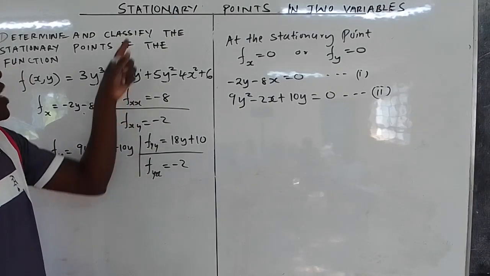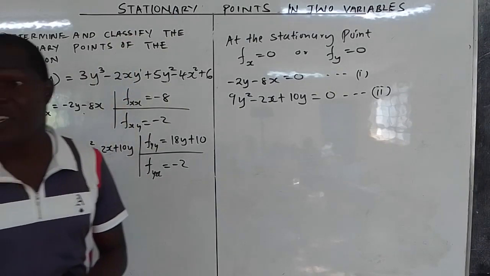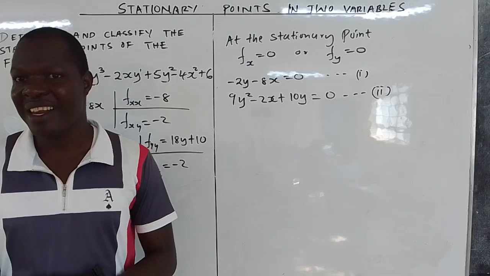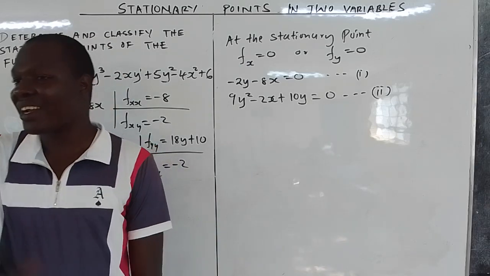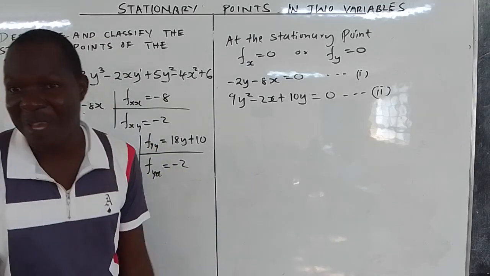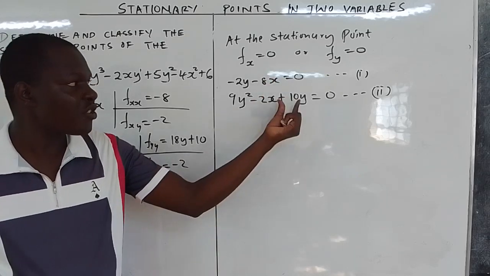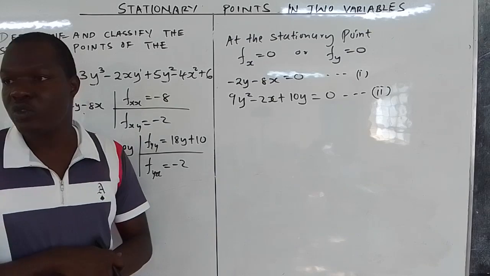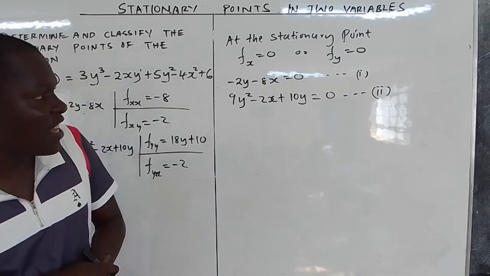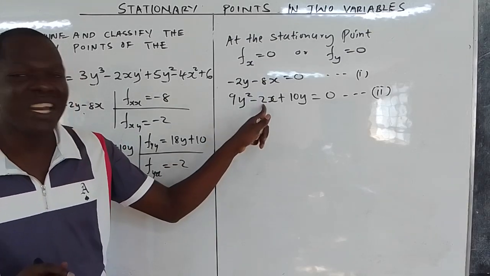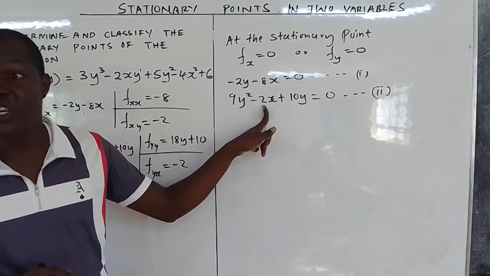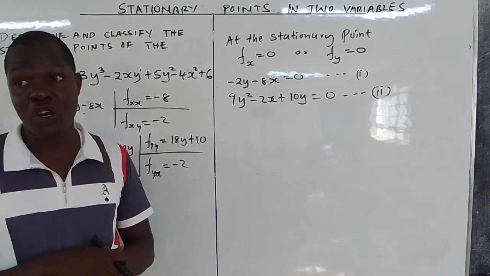Then after that, we classify. When we classify, it means we are stating their nature, isn't it? We have classified it to be a saddle point, we have classified it to be either a maximum or a minimum, isn't it? Are we together? So can we solve these equations? So you look at the equations and you check which method is suitable. If I say here, one equation is linear, one is not linear, isn't it? So it is easier to use substitution, isn't it?